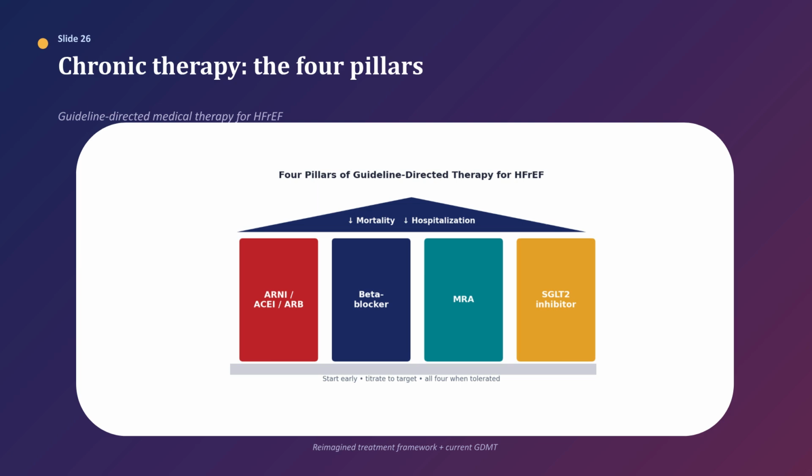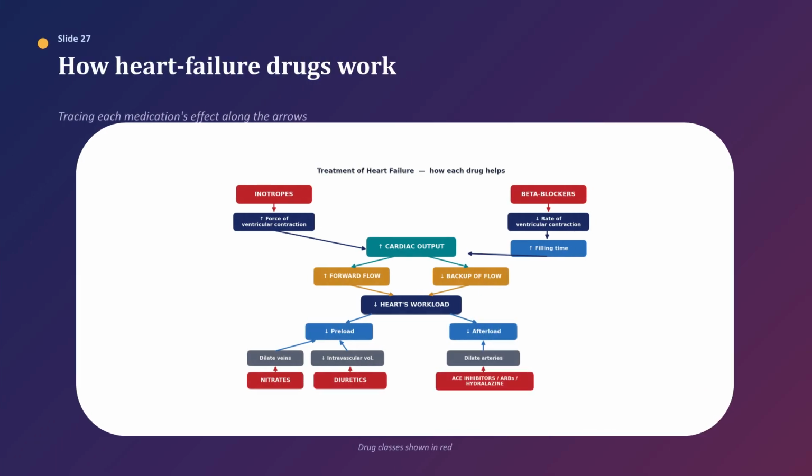For chronic HFrEF, we use the 4 pillars of guideline-directed medical therapy: RAAS inhibitors, beta blockers, mineralocorticoid receptor antagonists, and SGLT2 inhibitors. Starting these early, at low doses, and titrating to target levels is the standard of care for significantly improving patient survival. Understanding how these drugs work is straightforward.